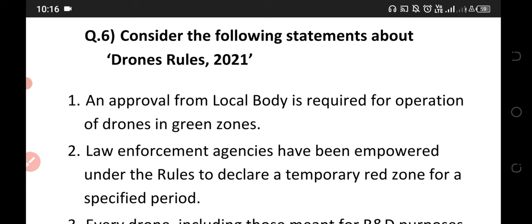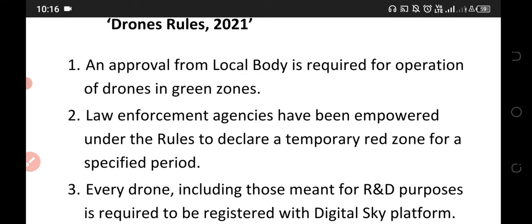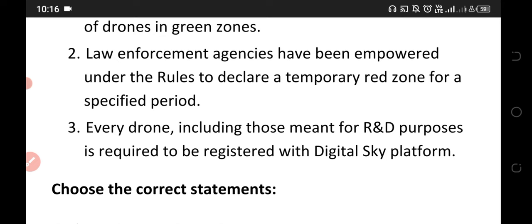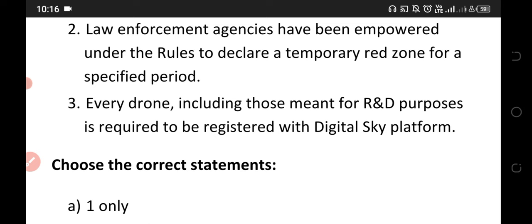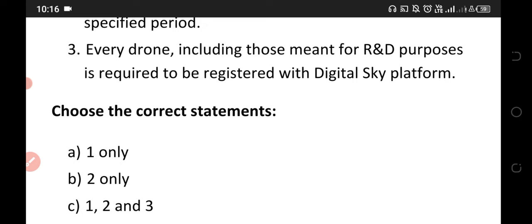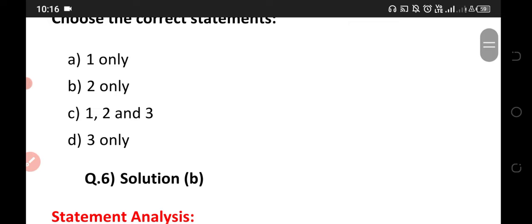An approval from the local body is required for operation of drones in green zones. Law enforcement agencies have been empowered under the rules to declare a temporary red zone for a specified period. Every drone, including those meant for R&D purposes, is required to be registered with the Digital Sky platform. Only 2 is the right answer.